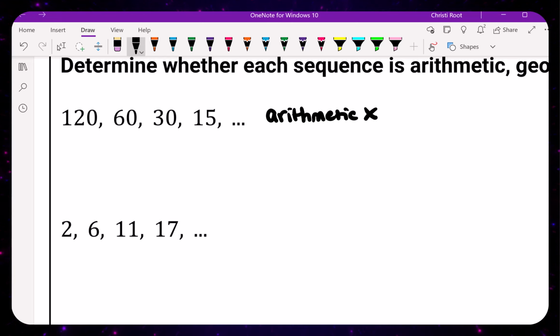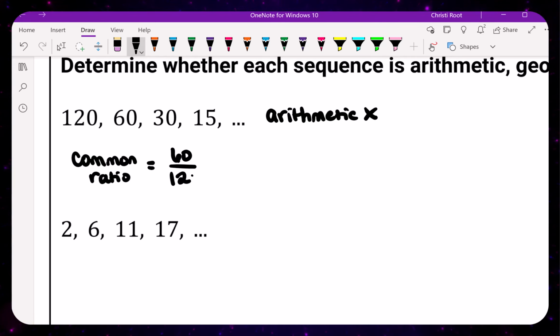Now I suspect that it is actually a geometric sequence. I feel like it's got a common ratio. So I'm going to find the common ratio by dividing the second term by the first term. That's going to simplify to 1/2. I'm going to leave it a fraction. It starts out as whole numbers, so it really doesn't matter if you write it as 1/2 or 0.5. So the common ratio is 1/2.